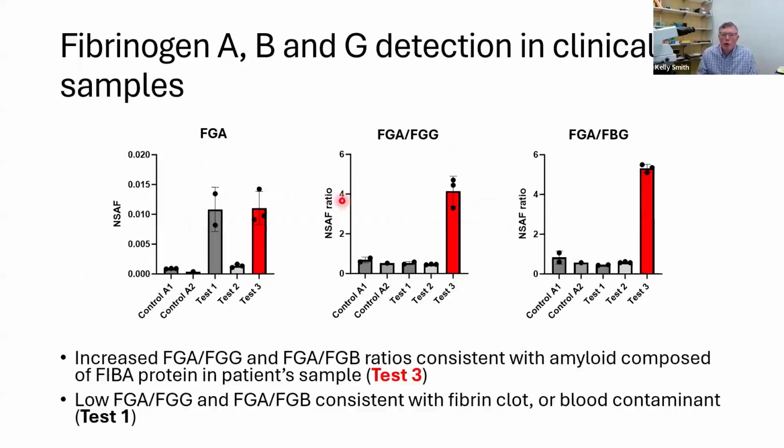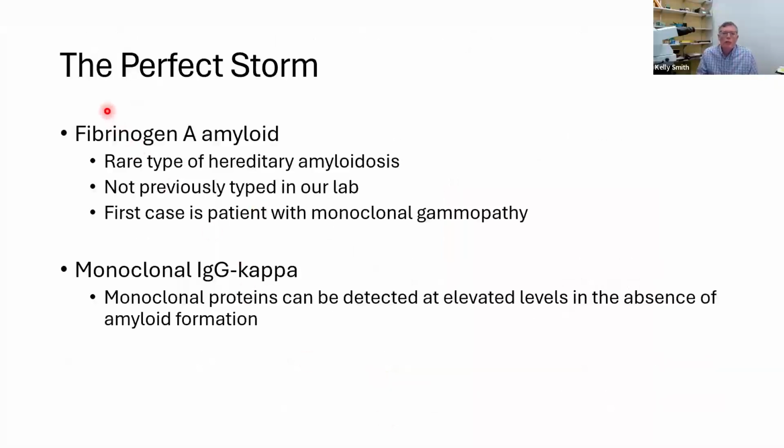So if we went back and reviewed our data now, it is also very, very consistent with an amyloid that's due to fibrinogen A protein, or fibrinogen alpha. In this case, for us, it was really sort of the perfect storm. We encountered a rare type of hereditary amyloidosis. This is actually the first case that I think we've seen at University of Washington. We've never typed fibrinogen alpha previously in our lab, and so we really were not prepared to detect this readily.